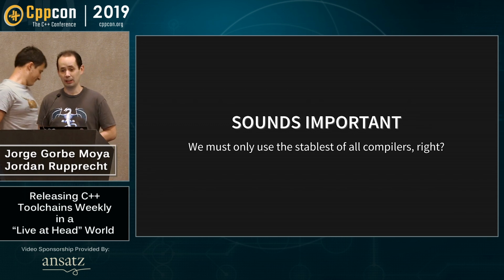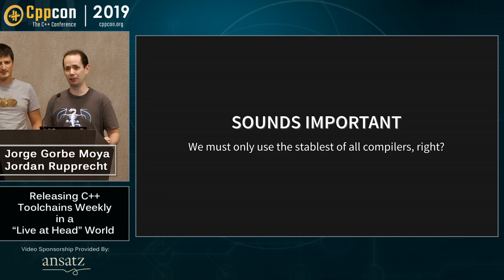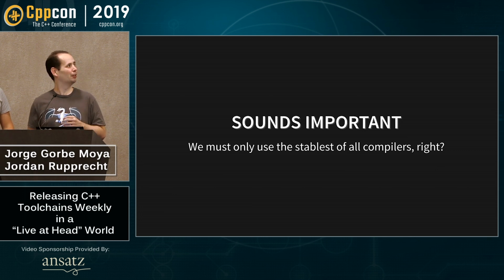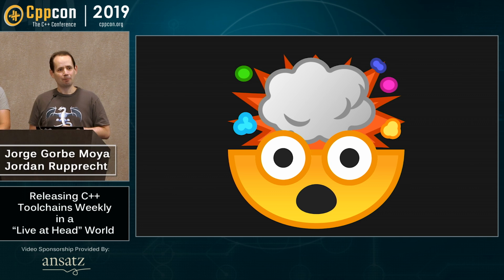When I first joined the team, I was thinking, this is all very serious business, so we must surely be using the most stable, pinned to a years-old version, tried and true compilers, right? And the answer is, no. We pull from head and upgrade our toolchain every week, or 2 weeks if there are some issues and we are slower. And this was me when I learned that.